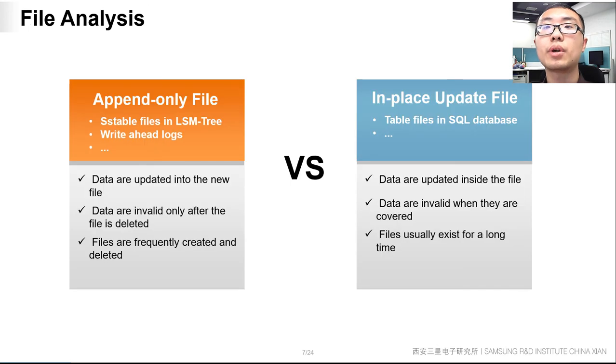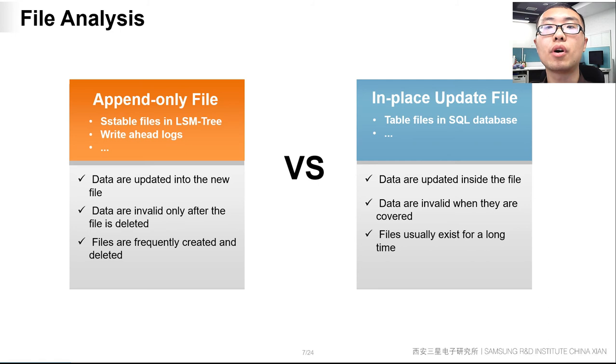For data files in various databases, we found 2 main types of files: append-only files and in-place update files. Append-only files appear more in key-value LSM-based stores, such as RocksDB and Cassandra. These files are log-structured files. Data are usually not updated inside the file and are invalid only after the file is deleted. As data are updated, files are frequently created and deleted.